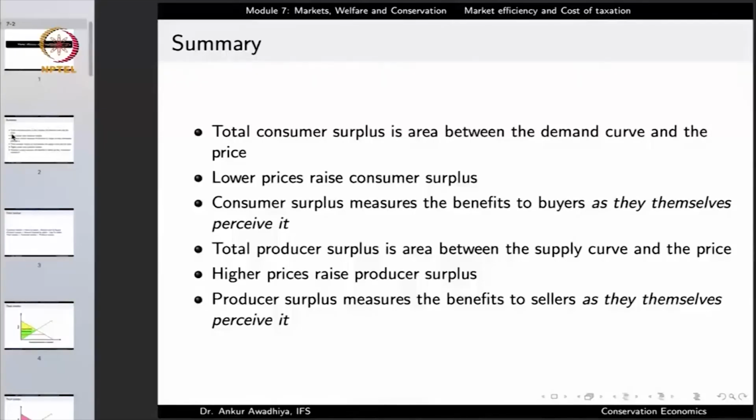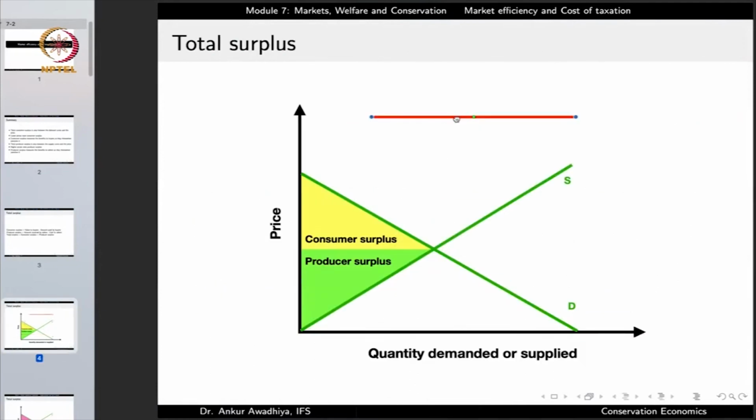So the buyer himself or herself is perceiving the value, and because this is a value that is perceived by the buyer, the consumer surplus measures the surplus to the buyer as they themselves perceive. Then we observed that total producer surplus is the area between the supply curve and the price. That is, if you look at this curve, the green colored triangle is the area between the supply curve shown here and the price. So this is the producer surplus.